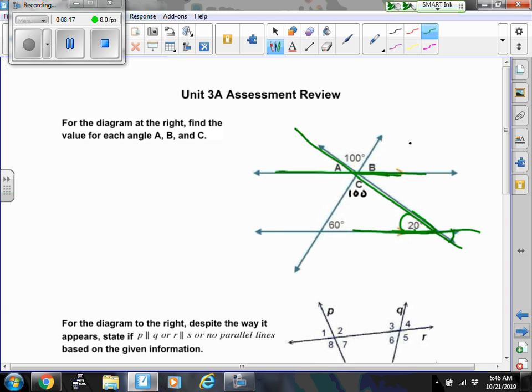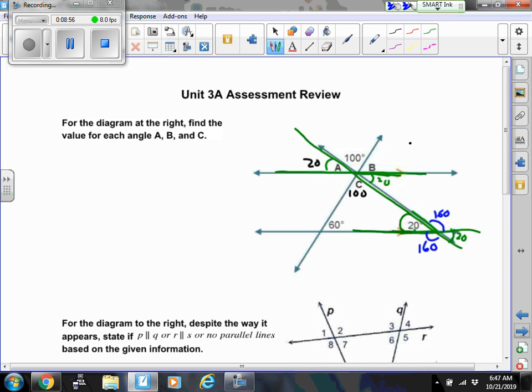Pattern, pattern, pattern, pattern. Everything that corresponds to that has to be the same. I don't really need that one. That's 20. I really don't need this one, but I might. And this one is 20. So that's what I got from that one. I might be able to get more right away from this one. I don't know. Let's see. Let's check something out. This one and this one. Well, if that's 20, these guys have to be supplementary, so they're 160.